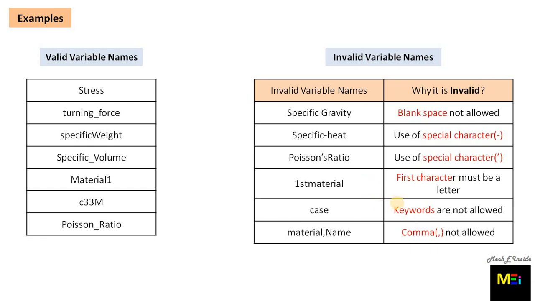"case": keywords are not allowed. We will discuss later what those are, but still, keywords are the defined vocabulary of the C language, which are already defined in the compiler, with fixed meanings. Then "material,name": a comma is not allowed. So these are some invalid variable names.